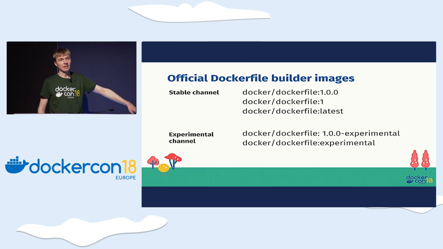The stable channel is basically the same implementation that you get built in as well. The difference is that we can release you bug fixes without requiring you to upgrade the daemon or wait for a daemon upgrade. It uses semantic versioning, so you have the backwards compatibility guarantees. In the experimental channel, we can play around, try out new features, see what people like, and eventually the best of those features should graduate to the stable channel. So all the mounts are currently in the experimental channel. So to use them, you would need to use one of those as a syntax directive in the beginning of the Dockerfile.